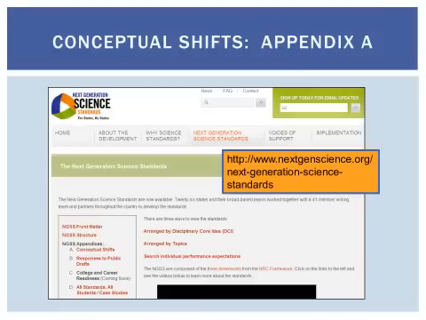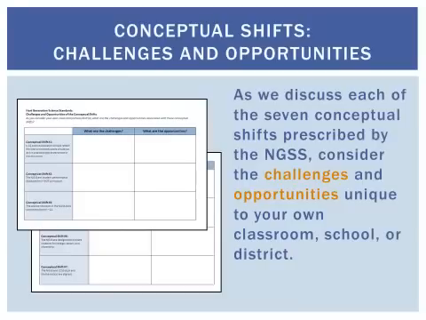The Next Generation Science Standards can be found at this URL. Here is a screenshot of the standards page. The conceptual shifts that we are going to review today are outlined in Appendix A. Use this Challenges and Opportunities of the Conceptual Shifts handout to record challenges and opportunities that apply to your own classroom, school, or district throughout this module.